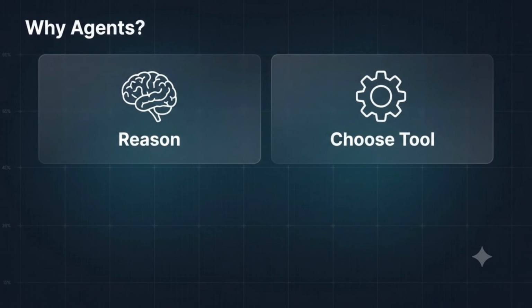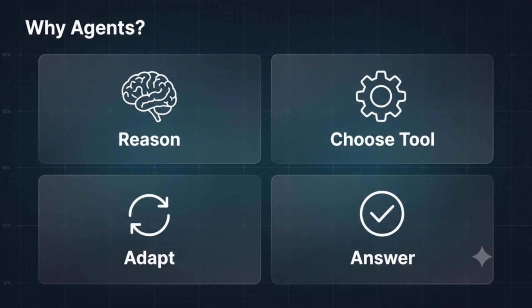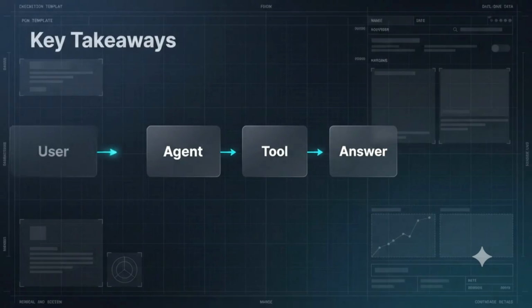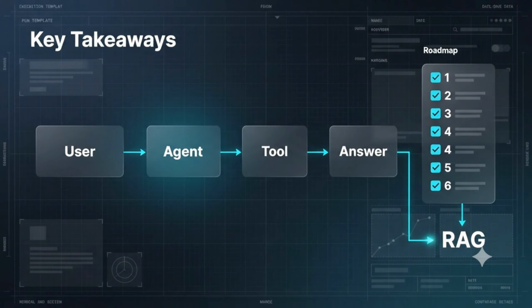Agents make applications more flexible by choosing the right sequence of actions instead of relying on hard-coded workflows. Tools give a model new capabilities. Agents add decision-making. Next, we'll connect those agents to your own knowledge using Retrieval-Augmented Generation.